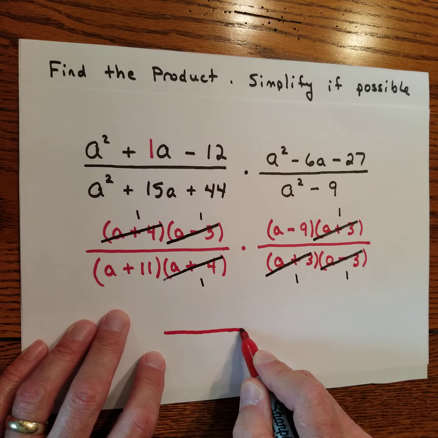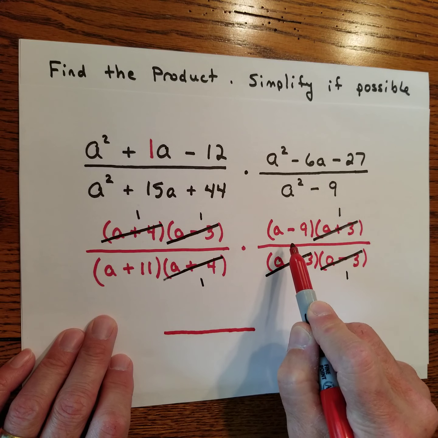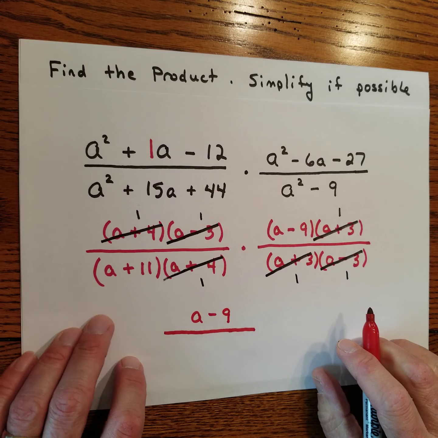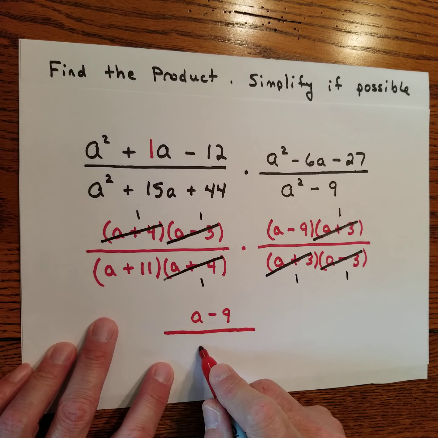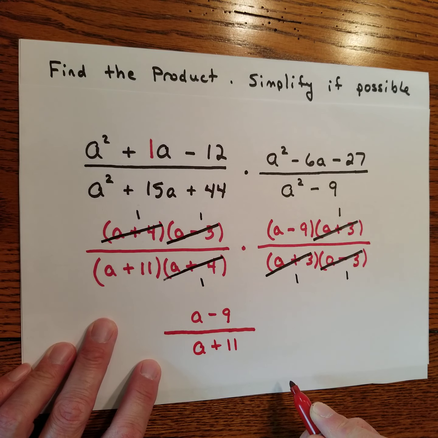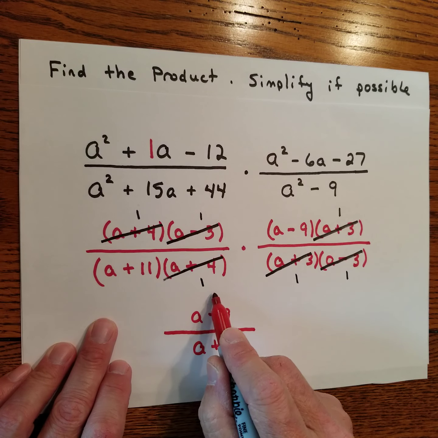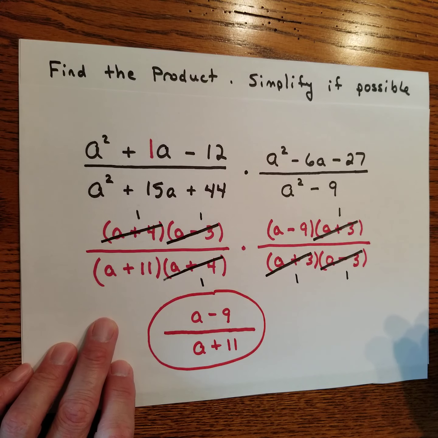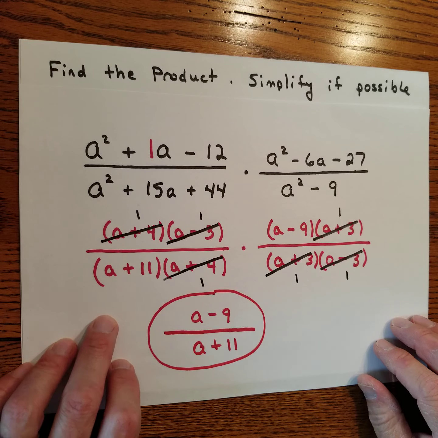Now that we're done reducing, we'll multiply tops and bottoms. In the top, I've got 1 times 1 times a minus 9 times 1 is a minus 9. In the bottom, I have a plus 11 times 1 times 1 times 1. Since I'm not allowed to reduce these a's because they're next to addition and subtraction signs, that's it. That's as far as this problem can go. This is how I want you to show your work. Write the problem down, factor all tops and bottoms, reduce, write down your final answer.